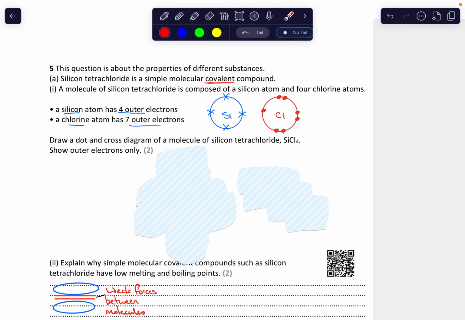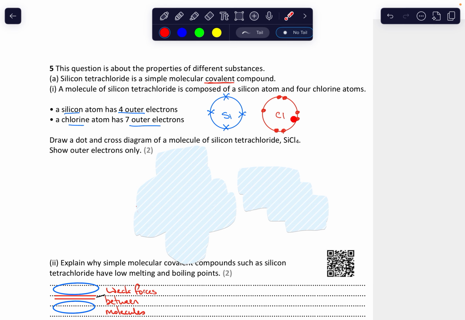So today's question, my advice to you is to draw out the atoms that are going to be involved in the molecule. So here we're told we've got silicon, which has got 4 outer electrons. So you can see here's my 4 outer electrons. And it tells me chlorine has got 7 outer electrons. So I've got chlorine here with 7.